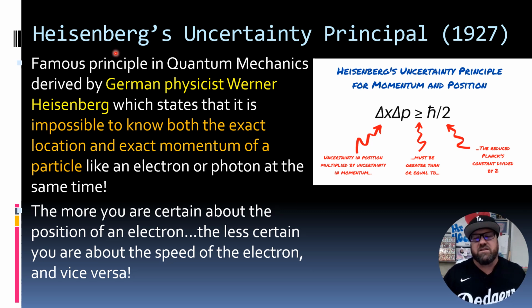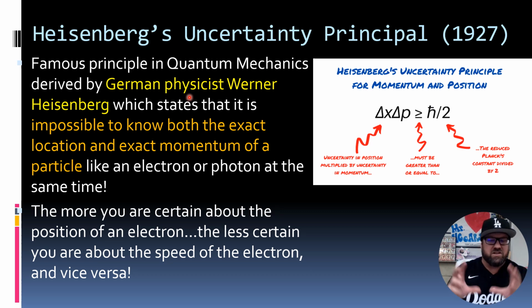So Heisenberg's uncertainty principle is a really cool concept in quantum mechanics that's very mind bending and trippy. He developed it in 1927, and his name was Werner Heisenberg, and he was a German physicist. And he very famously worked with Schrodinger's equation, and he came up with this uncertainty principle, which says something wild.